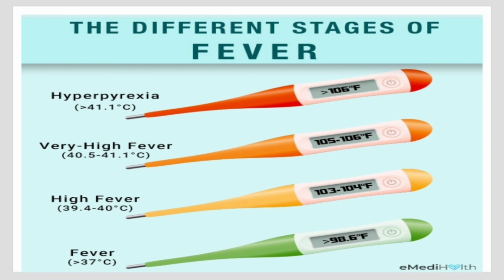We have a total of 4 stages of fever, that is hyperpyrexia, very high fever, high fever and fever. In hyperpyrexia, more than 41.1 degrees centigrade we consider as hyperpyrexia, and very high fever is 40.5 to 41.1 degrees centigrade, and high fever is 39.4 to 40 degrees centigrade, and fever is more than 37 degrees centigrade to 40 degrees centigrade.